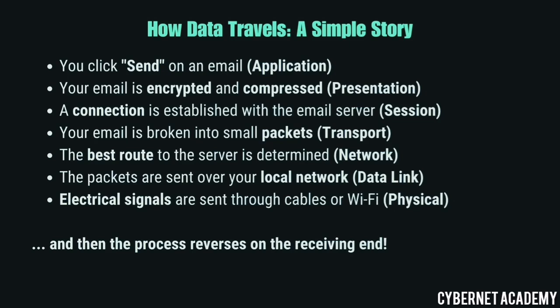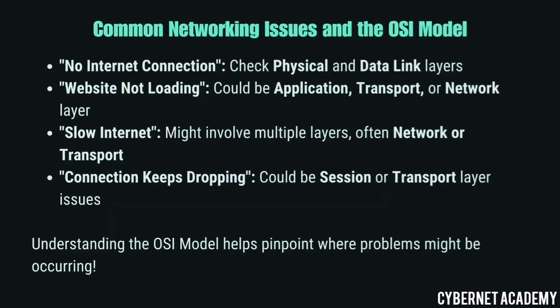Understanding the OSI model can be incredibly helpful when troubleshooting network issues. No internet connection at all? That's likely a physical layer problem. Check your cables or Wi-Fi signal. Website not loading? Could be a network layer issue with routing. Downloads keep getting corrupted? The transport layer might be dropping packets. Can't log into a website? That might be an application layer problem. By knowing which layer is responsible for what, you can pinpoint problems more quickly and know where to start fixing them. With the OSI model as your guide, you'll be solving digital whodunits in no time.